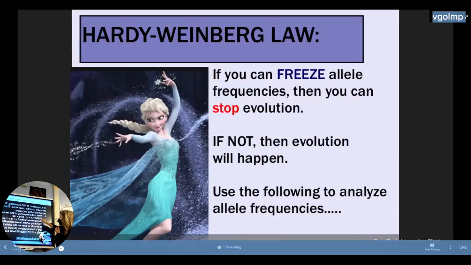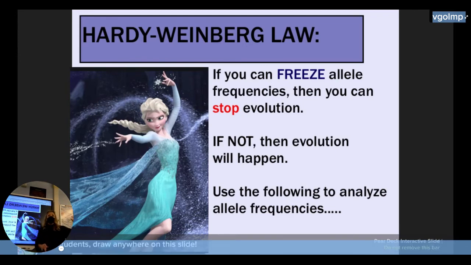So then Hardy-Weinberg says if you can freeze the allele frequencies, you can stop evolution. Why do we even have Hardy-Weinberg? Because that's what people ask me, like, why do we even have that? Yes. I forget what it's called. Starts with an N? Null. Null hypothesis. Yes. She said null hypothesis, right?